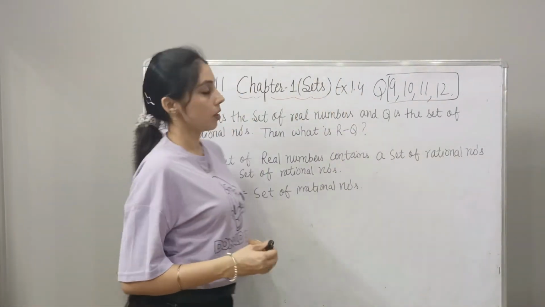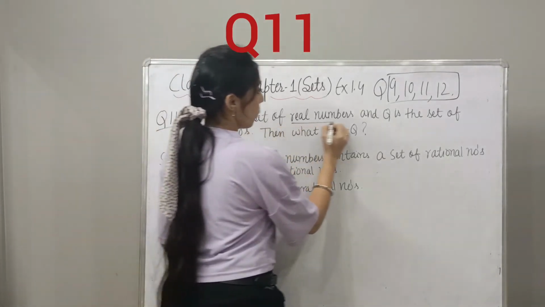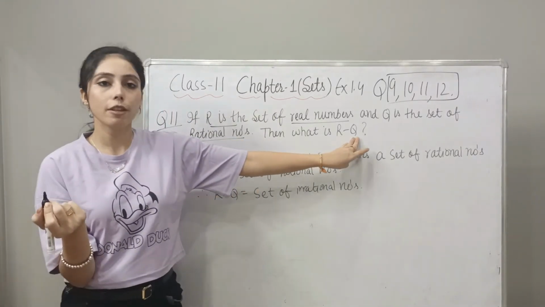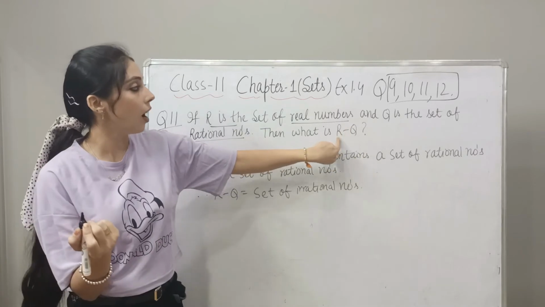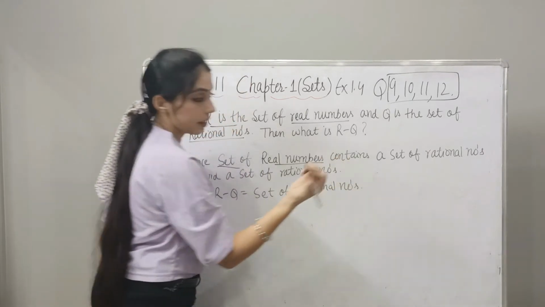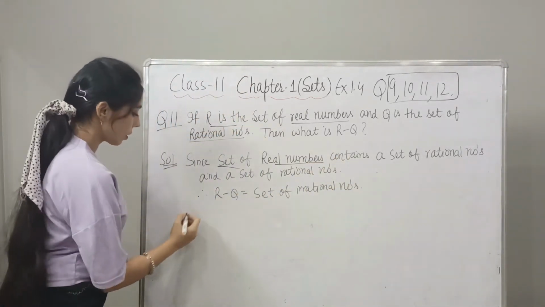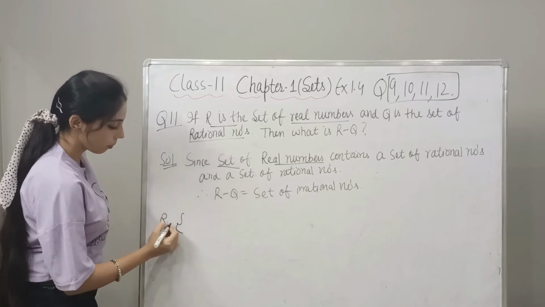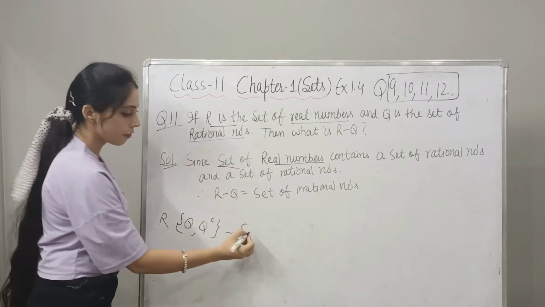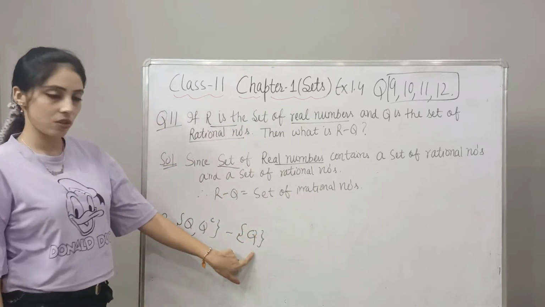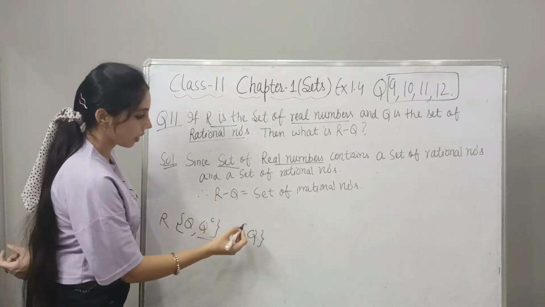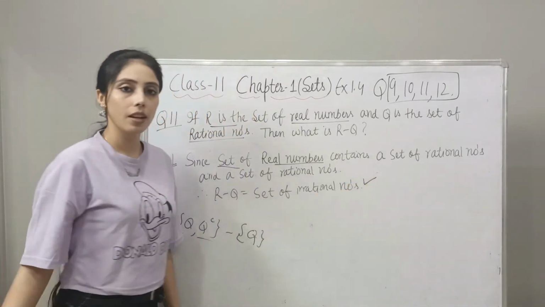Let's discuss question number 11, which is: if R is the set of all real numbers and Q is the set of all the rational numbers, we have to find the difference of R and Q. We will find R difference Q. Okay, you all know that the set of real numbers contains all the rational numbers as well as irrational numbers. So in real numbers we have all the rational numbers and all the irrational numbers. We have to find the difference with all the rational numbers removed. So the difference of R and Q will contain the set of all the irrational numbers.